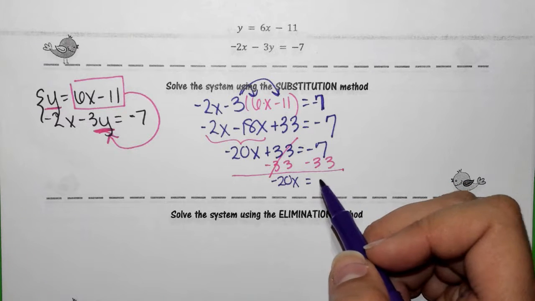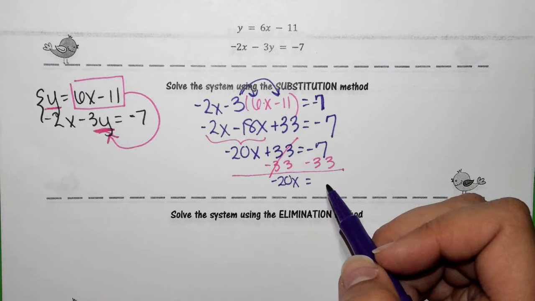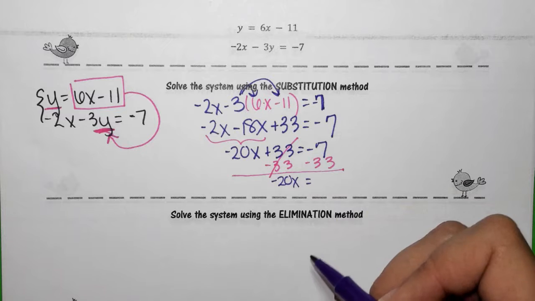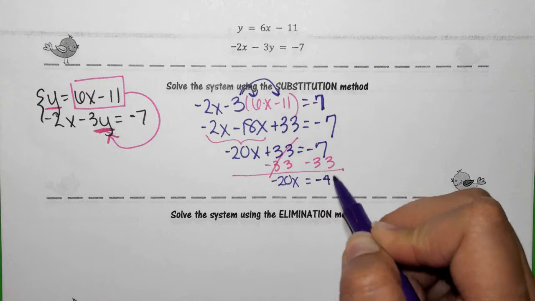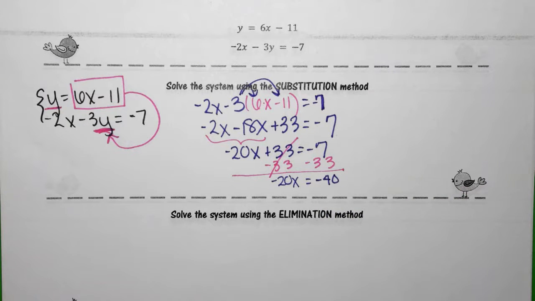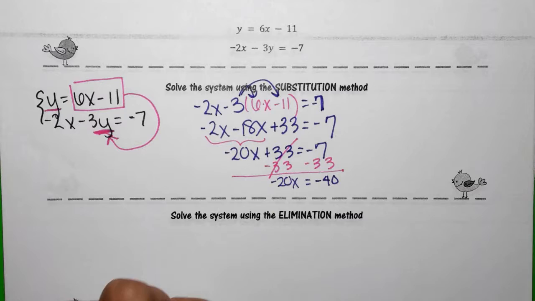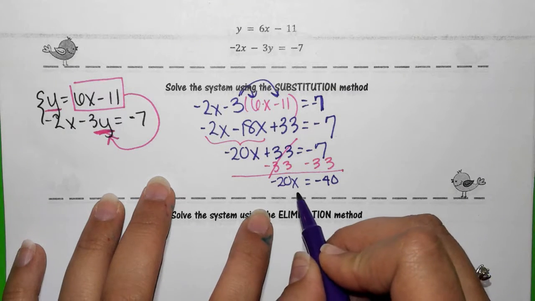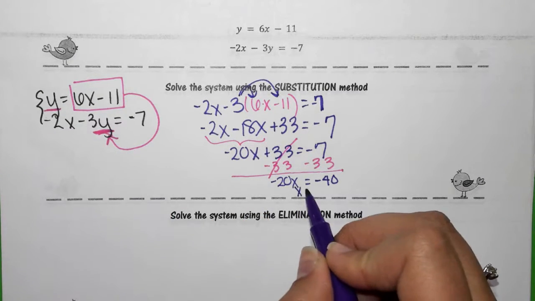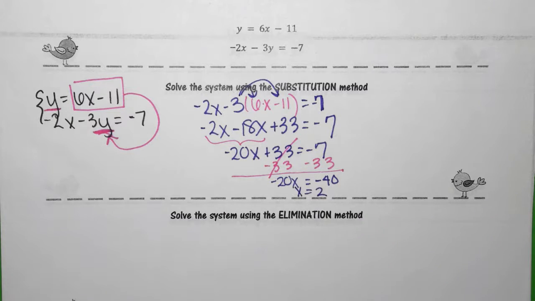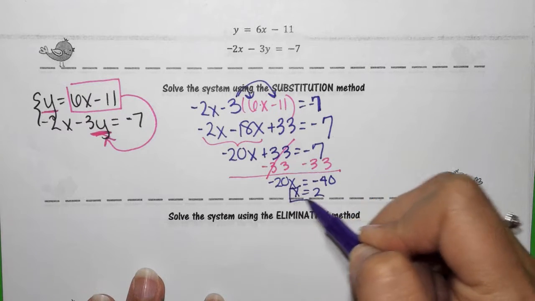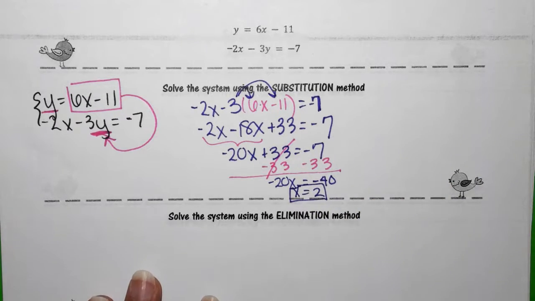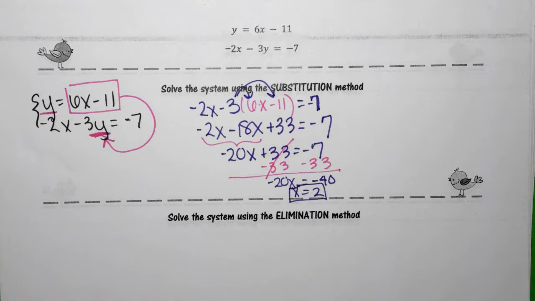Alright, what's negative 7 minus 33? Negative 40. Good. And what do we do from here? So what does x equal? 2. Does everybody understand? Are we together?